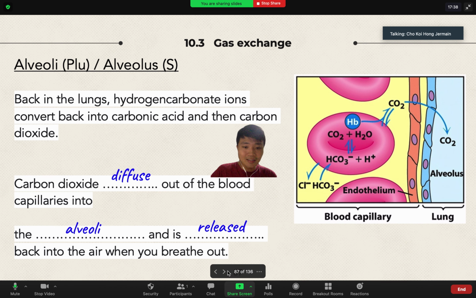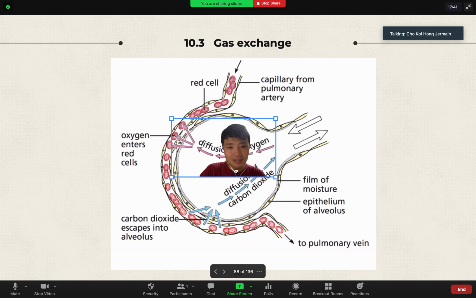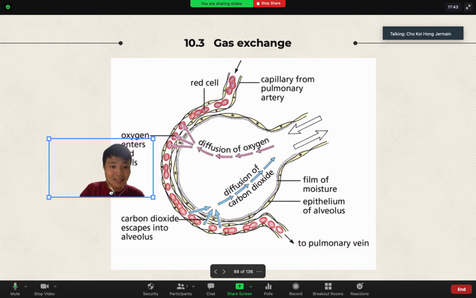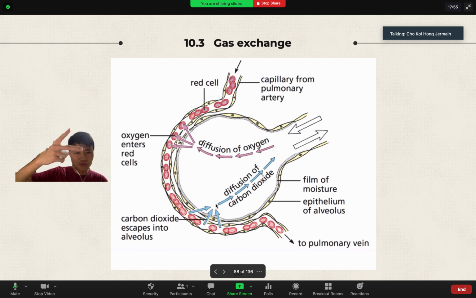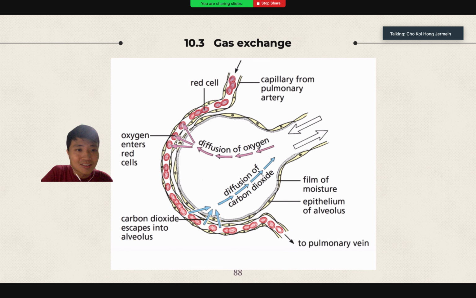So in summary, as you can see from the big diagram, this actually shows you what happens in one alveolus. In your notes, it shows reverse, but generally that's the basic idea. Carbon dioxide is diffusing this way from the red blood cells, and meanwhile from here, oxygen is dissolved in the moisture lining, and then diffuses into your blood capillaries.